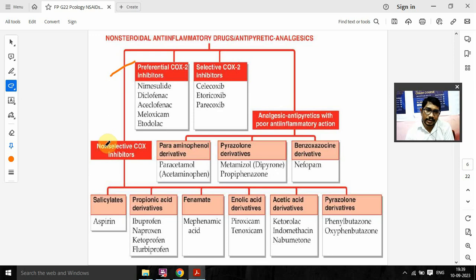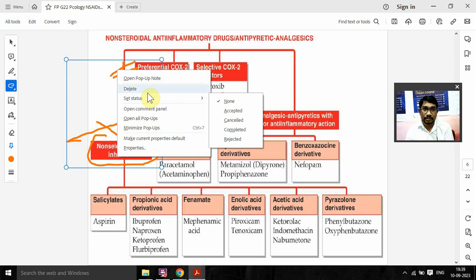ये नॉन सेलेक्टिव वाले हैं, मतलब इनको कोई लेन देन नहीं है, दोनों को पकड़ के मारेंगे. नॉन सेलेक्टिव वाले दोनों को पकड़ के मारेंगे. ये प्रेफरेंशियल वाले का गुस्सा ज्यादा COX-2 के ऊपर होता है. तो ये COX-2 को ज्यादा मारता है, COX-1 को कम मारता है. सो दैट्स व्हाई प्रेफरेंशियल COX-2 इनहिबिटर.